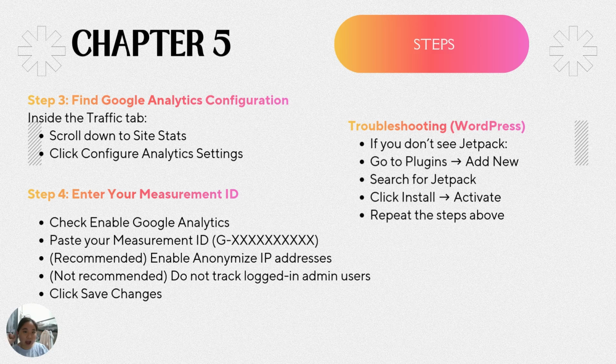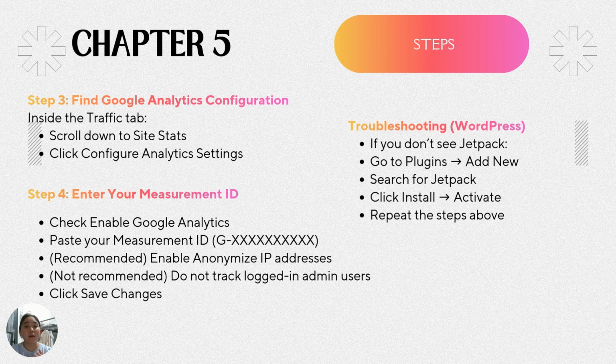Inside the Traffic tab, scroll down to the site stats. Click on configure analytics settings. Step 4, enter your measurement ID. Check enable GA, paste your measurement ID, and enable the anonymized IP address, which I recommend. However, do not check track logged-in admin users. If you want, you can do it, but I don't really recommend doing this. And the last one, click save changes.